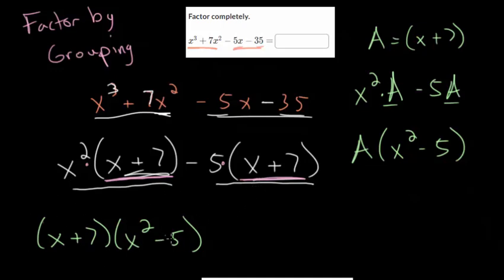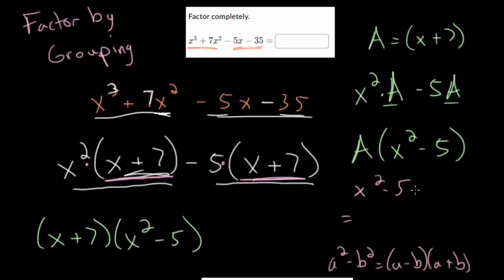Now, you could think that this is a difference of squares, and in some sense it is. And there are ways to factor this further, though for the Khan Academy, this is as factored as you'll make it. But if you do want to see how it goes further, let me rewrite this as x squared minus 5. Remember our formula for a difference of squares, that a squared minus b squared is a minus b times a plus b.